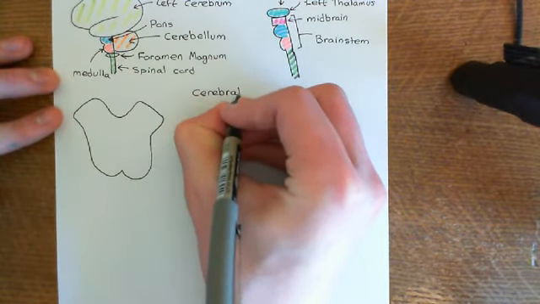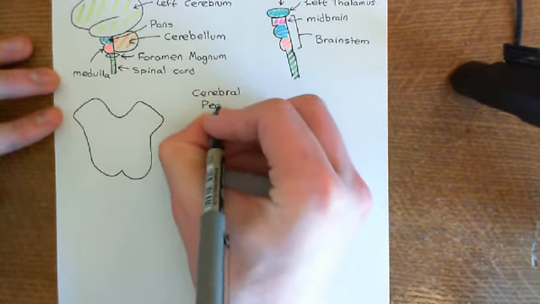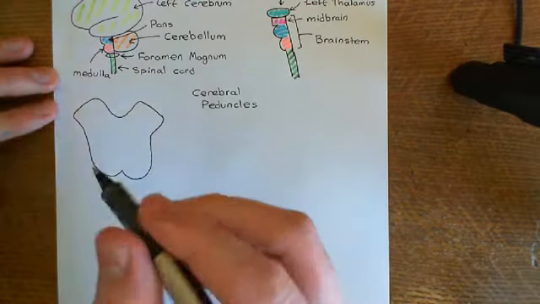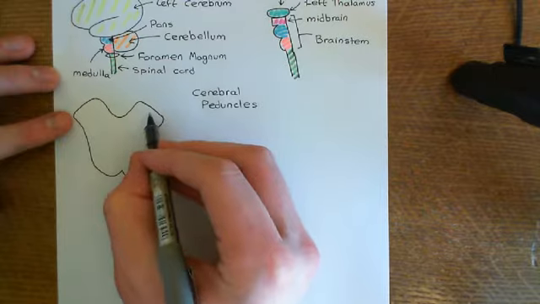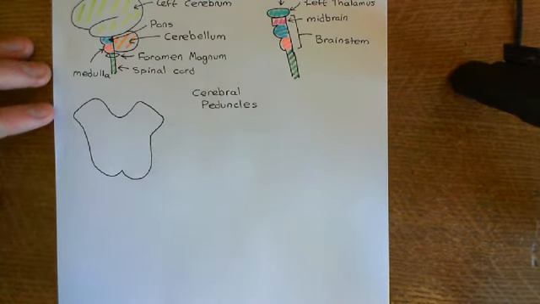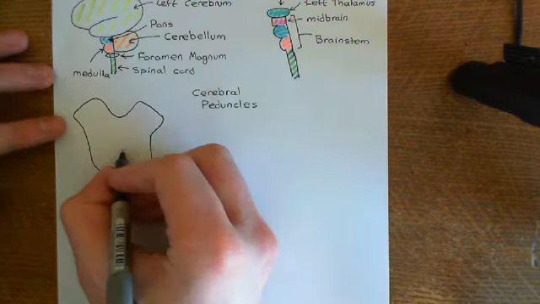Okay, so cerebral peduncles, and we'll come back to these later on. The corticospinal and corticobulbar tracts are both going to run through the cerebral peduncles, but for now I'm going to give you some other landmarks of the midbrain, just to make you appreciate that it does look like Mickey Mouse.